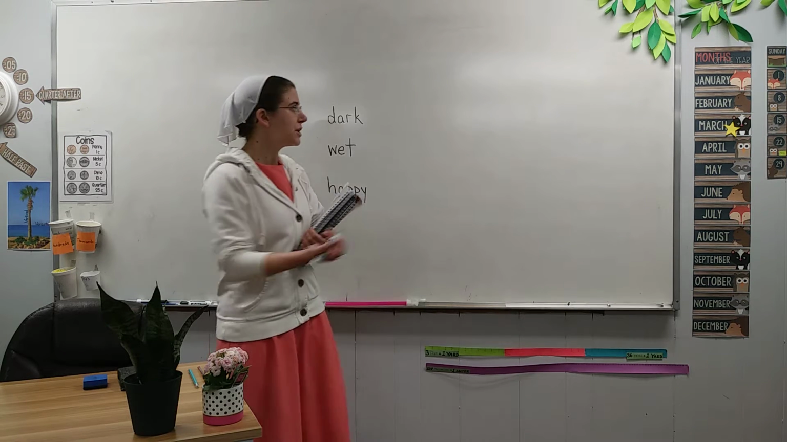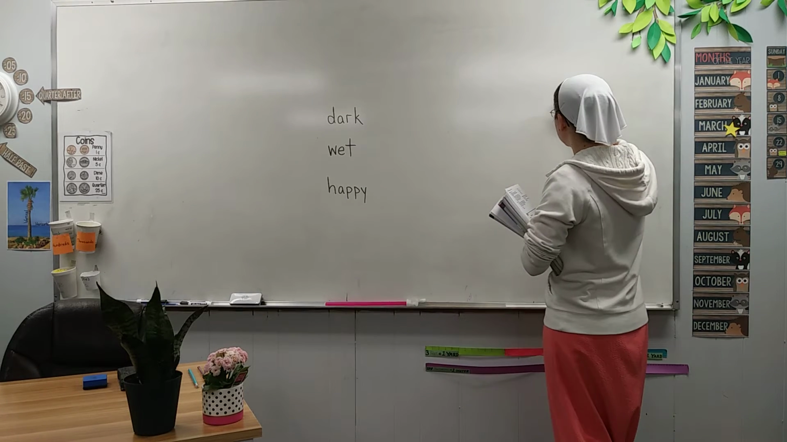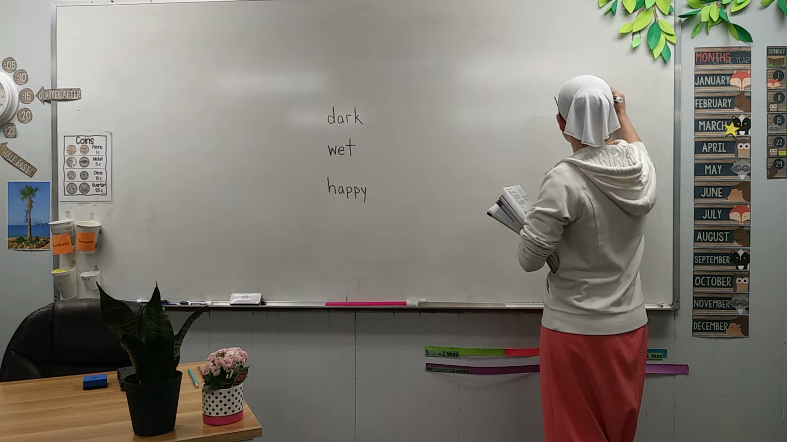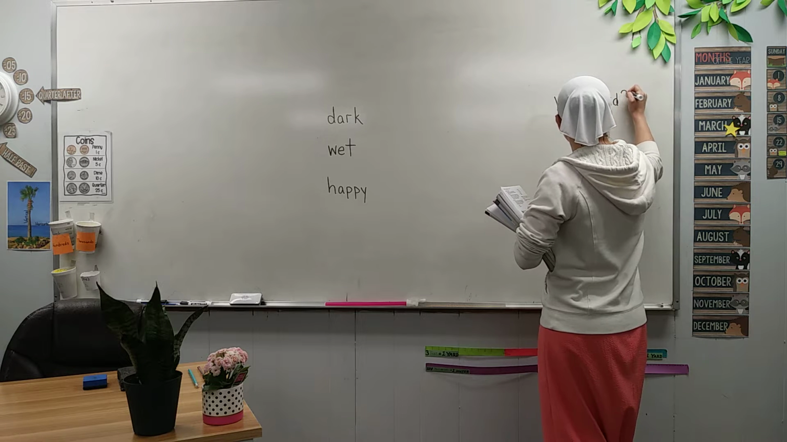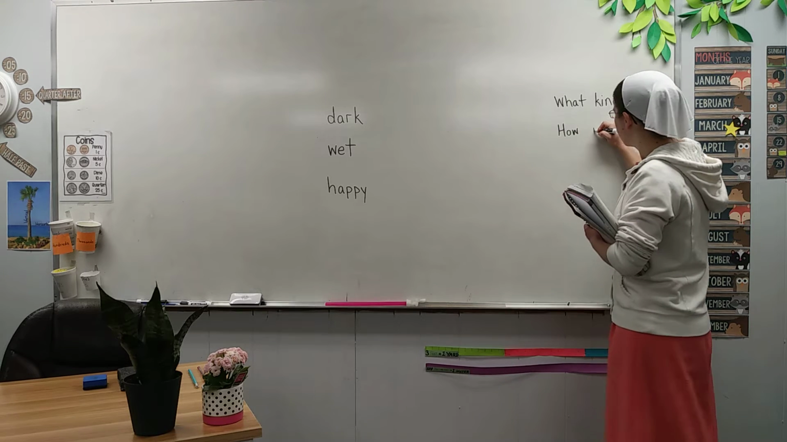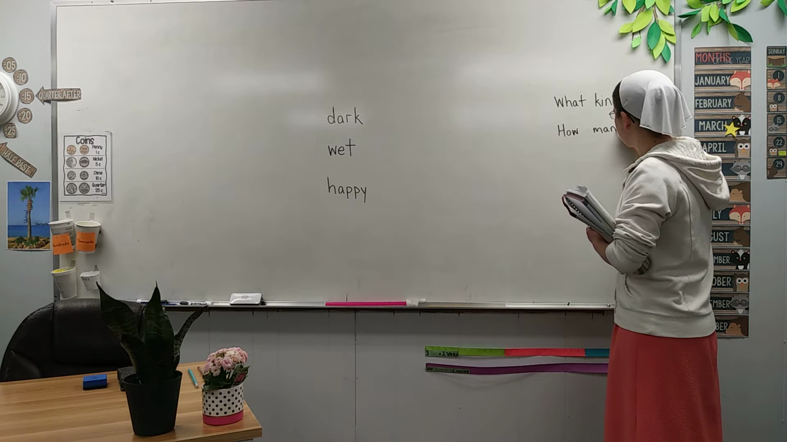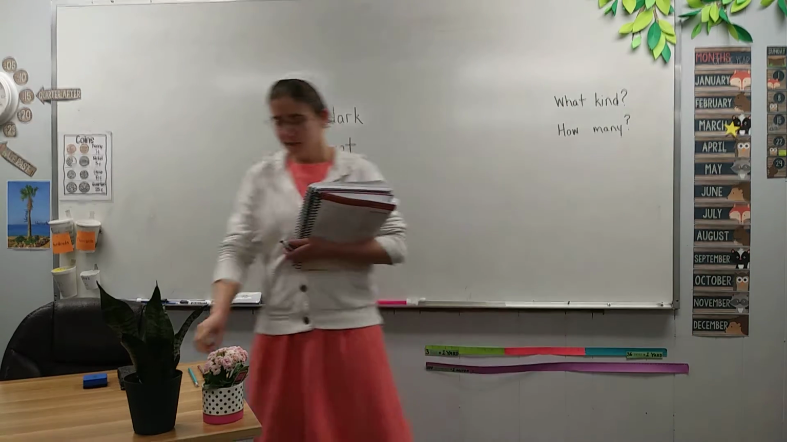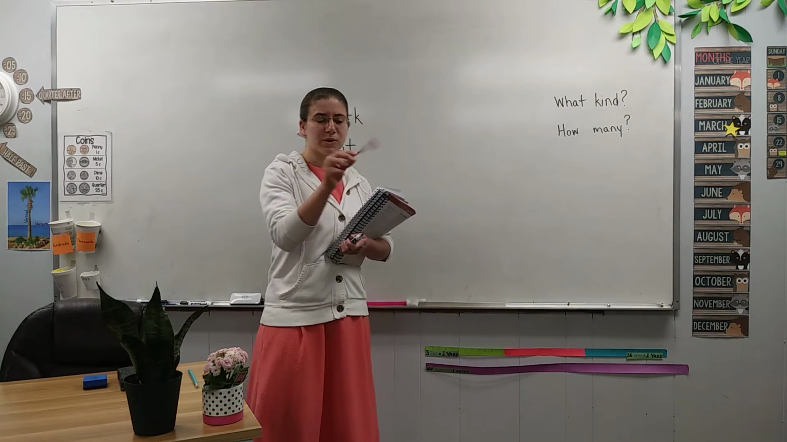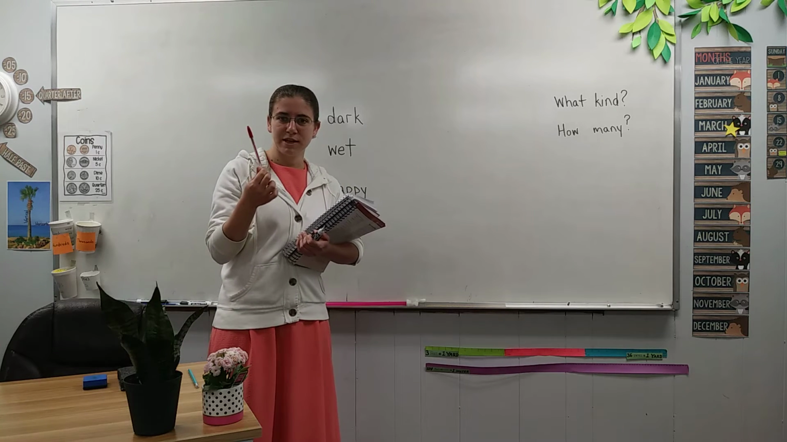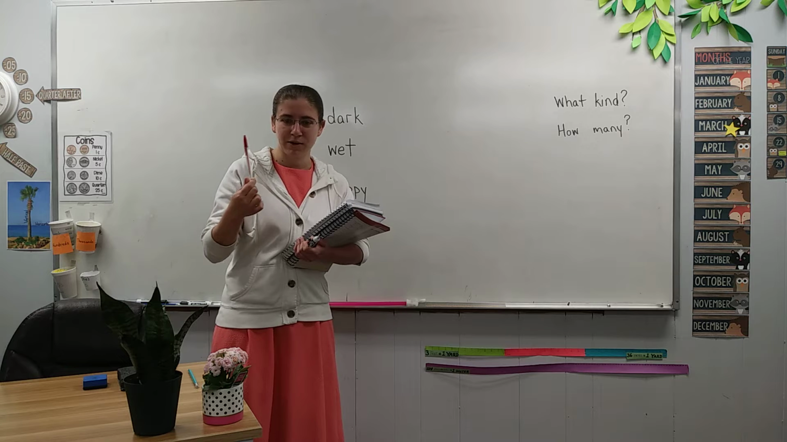Adjectives can answer two questions. They can tell what kind, or they can tell how many. Okay, so I can tell what kind of pen do I have? I have a red pen. Red is my adjective, pen is my noun.